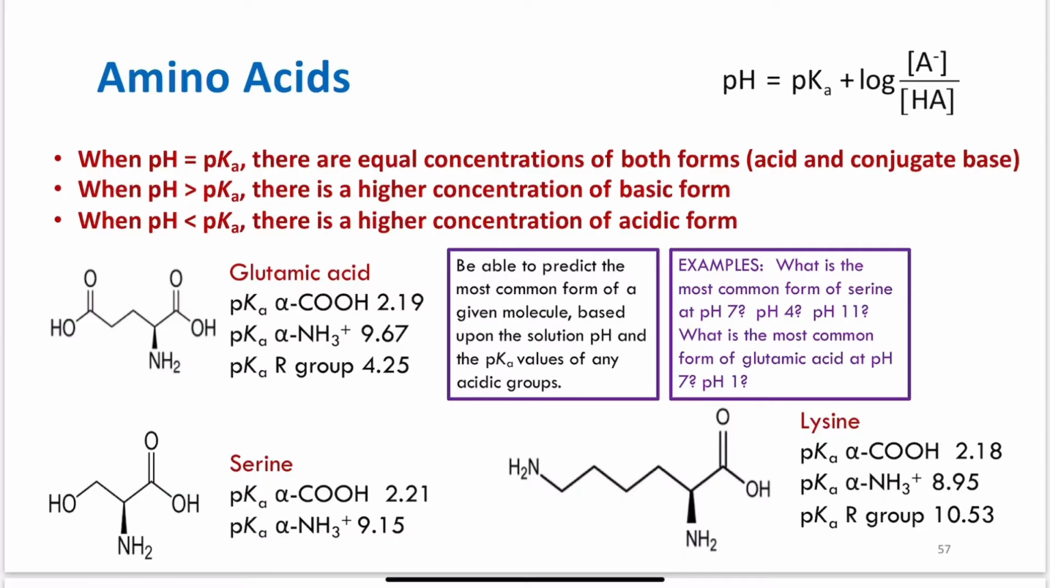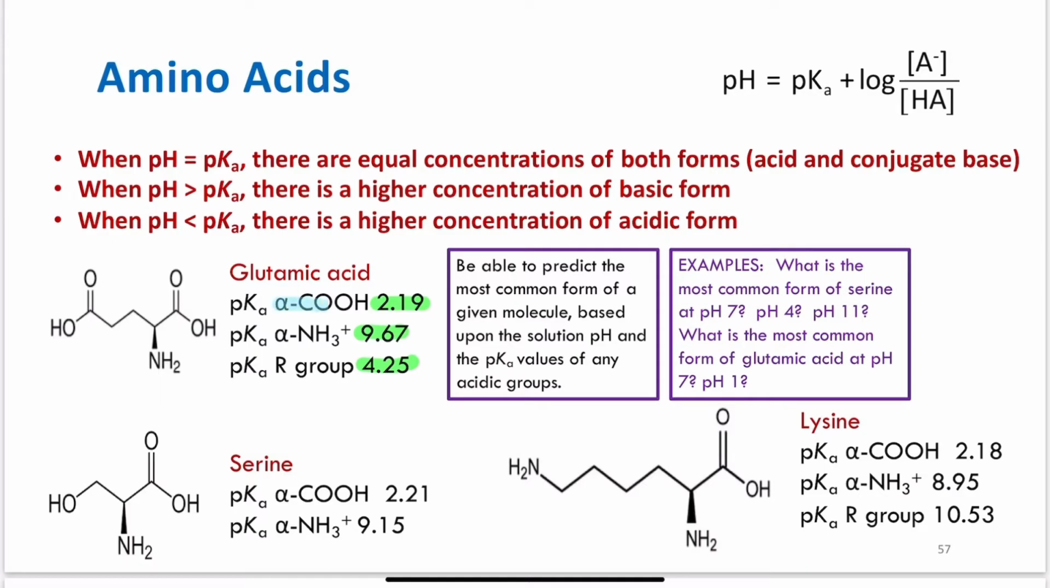Let's look at glutamic acid, serine, and lysine. You should be able to predict the most common form of a given molecule based upon the solution pH and the pKa values of any acidic groups. So look at glutamic acid first. We've got 3 pKa's listed here, 2.19, 9.67, and 4.25. How do I know what goes with what? Well, they're labeled here, and this labeling is supposed to help you identify it.